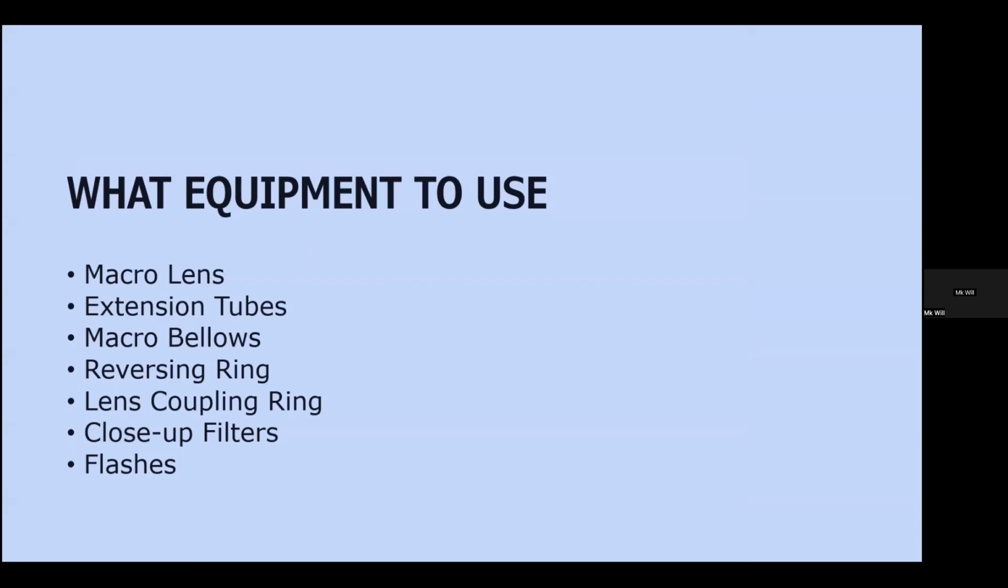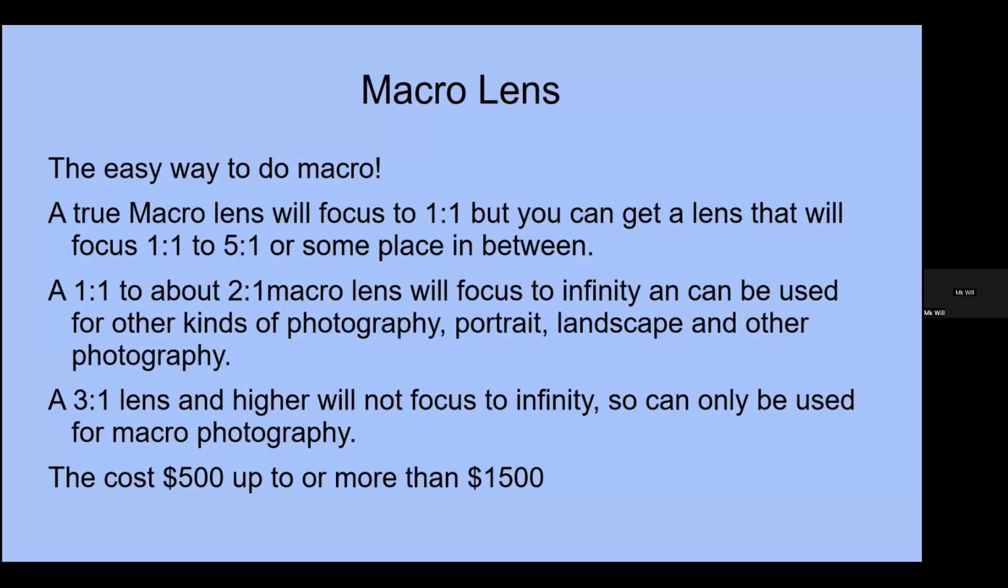And now for the equipment we use. I'm going to talk about macro lenses, extension tubes, a macro bellows, reversing rings, lens coupling rings, close-up filters, and flashes. A macro lens. You can buy them that are like this. This focuses to infinity.